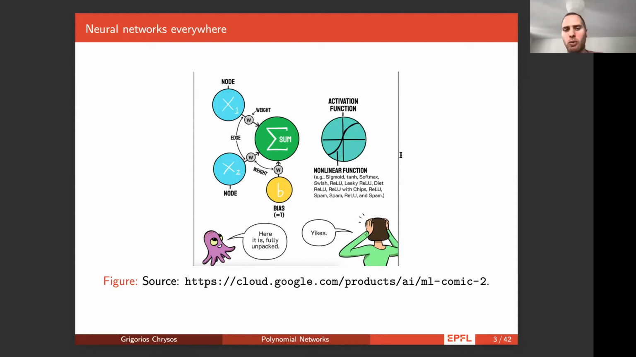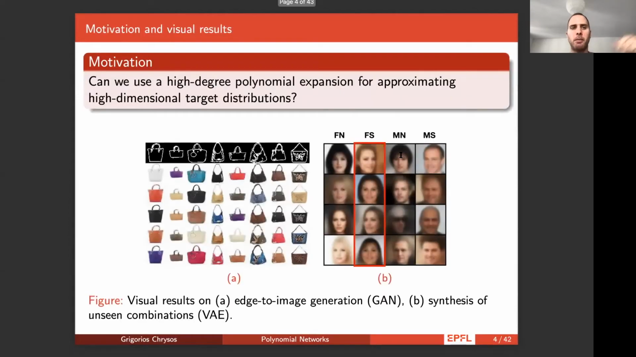And in fact, I'm here to argue that there is another class of function that relies on polynomial expansion that can do at least as well or even better than neural networks in some particular tasks, as we will show. And to be more concrete, the question that we started studying with this polynomial expansion was, can we use such high degree polynomial expansion for approximating high dimensional target distribution? Why high dimensional? Because that's what most machine learning systems care about nowadays, whether it is for audio or NLP or any other application domain.